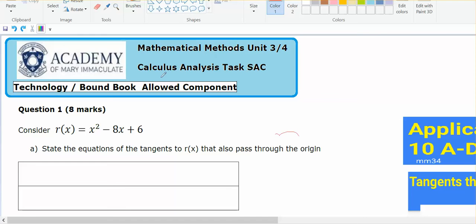This is for your Maths Methods. It's the 2022 Maths Methods Calculus SAC, question number 1, in TechAloud.